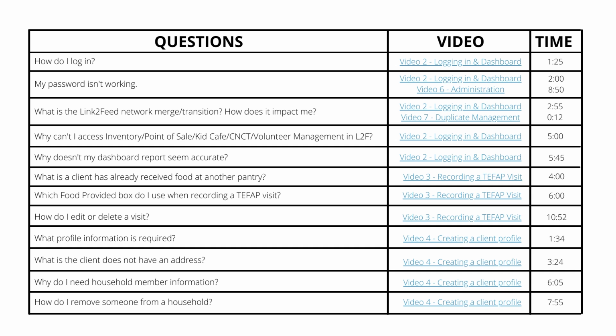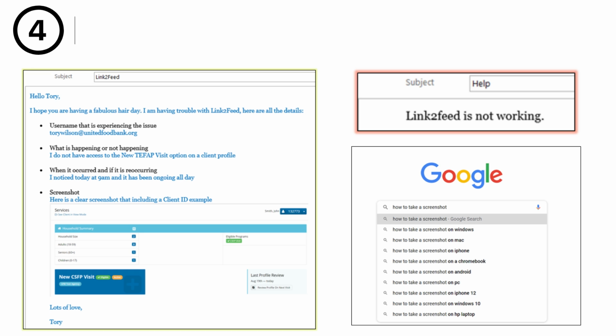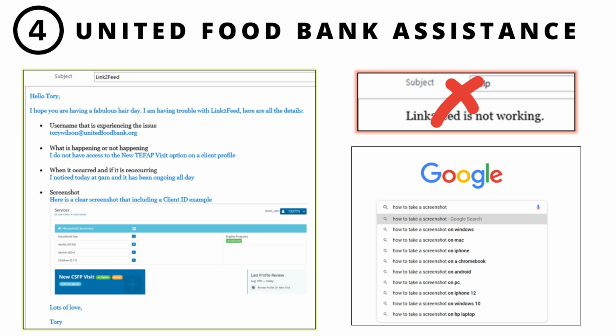Now, we understand that sometimes something strange might happen, or maybe there's a question that really isn't an FAQ and isn't on this list. That leads us to our final resource after you have checked out all these other options: United Food Bank Assistance. We're here to support you and can certainly help if there's an issue or a challenge. However, we're unfortunately not mind readers and can't see your screen. Therefore, you need to be sure to provide as much information as possible when describing a problem that you're facing.